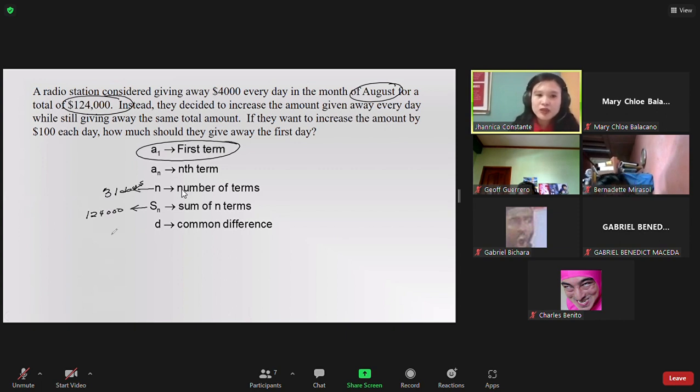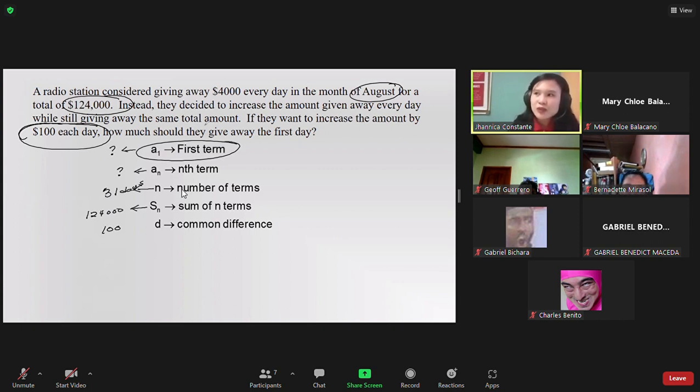And the common difference that we have here is 100, since they add $100 every day. So that is our common difference. What we're solving is the first term. And we don't have the nth term. We don't have the value of the last term, and we also don't have the value of the first term.